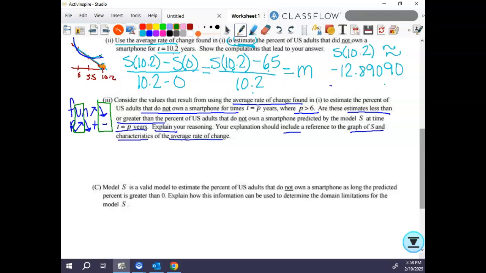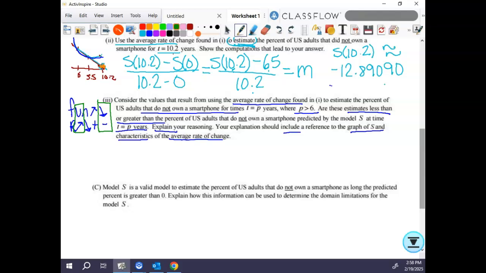Now, if you can't come up with the word secant when you're doing it, you can say the line that intersects the function at 2 points. Like, that's totally fine. Okay, but let's try and answer our question here. It's asking me the values that result from using the average rate of change in part 1. When I use that, is it going to be less than or greater than basically the actual values?